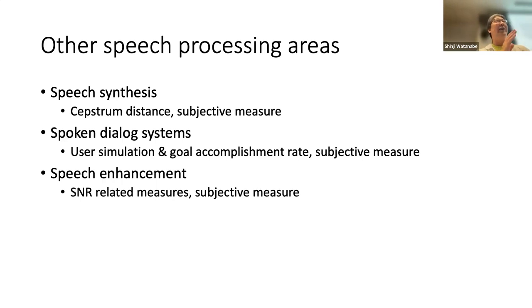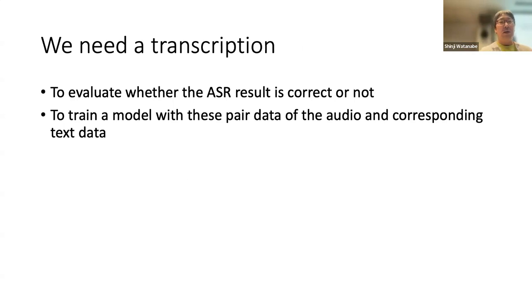Some of you may know that other measures, like BLEU, are not fully correlated with subjective evaluation, but for speech recognition, word error rate is quite correlated. But this means that we need a transcription, right? To compute speech recognition error, we need a reference and a hypothesis, and then we can compute the error. So the transcription is important to evaluate whether the ASR result is correct or not.